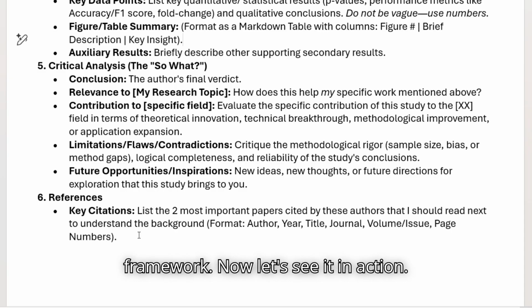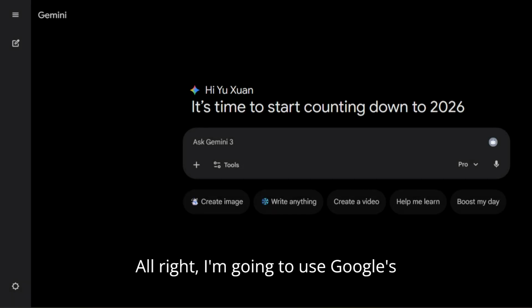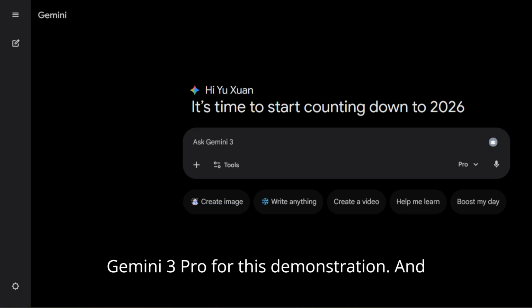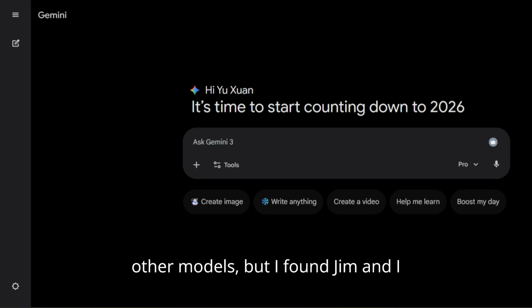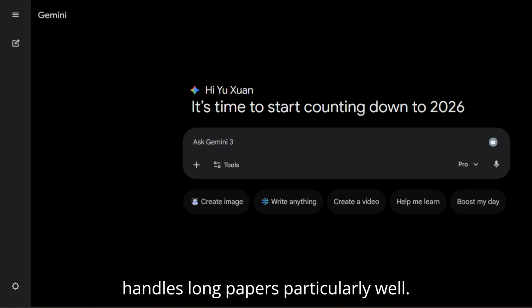So, that is the framework. Now, let's see it in action. Alright, I'm going to use Google's Gemini 3 Pro for this demonstration. And of course, you can use ChatGPT, Claude, or other models. But I found Gemini handles long papers particularly well.